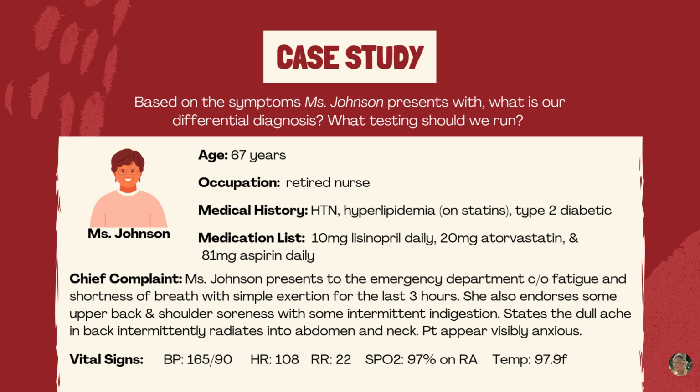She presents to the emergency department complaining of fatigue and shortness of breath with simple exertion for the last 3 hours. She endorses some upper back pain and shoulder soreness with some intermittent indigestion. She states that her back pain intermittently radiates into her abdomen and her neck, and she also appears visibly anxious to the triage nurse. Her vital signs: blood pressure is 165/90, heart rate is 108, and respiratory rate is 22. Her oxygen is 97% on room air, and her temperature is 97.9. I'll pause and give you a minute to think about what our differential diagnosis would be and what we think we should run as far as testing.